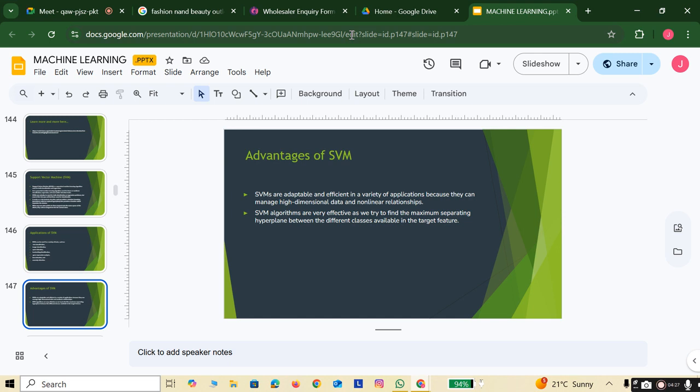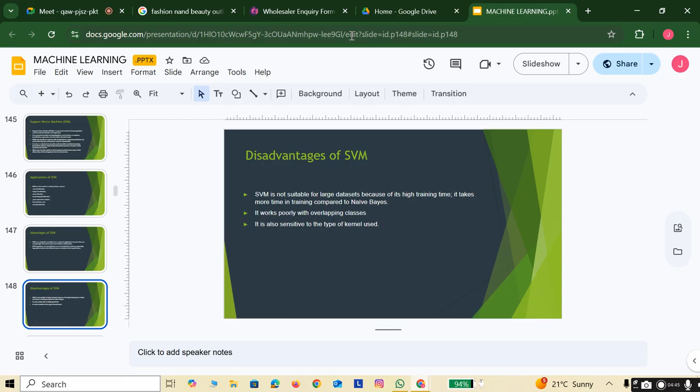They are very effective as we try to find the maximum separating hyperplane between the different classes available in the target feature. You want to classify items into different groups and you're going to see the process. So we are always trying, first of all, trial and error in drawing a set line that separates these classes and ensuring that we do a free and fair separation, so that a data point with a property does not find itself in a class with other properties.